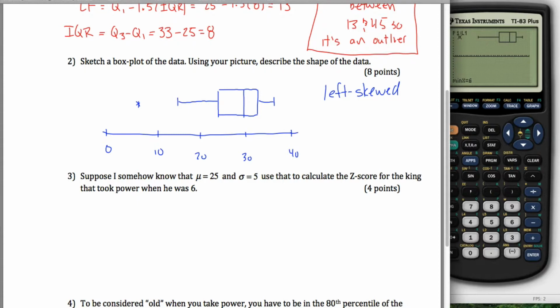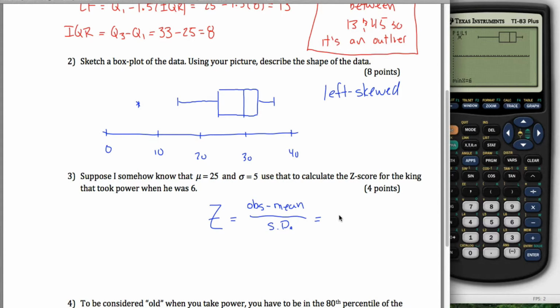Suppose I somehow knew that mu was 25 and sigma was 5. Use that to calculate the z-score for the king that took power when he was 6. The z-score is your observation minus the mean, divided by the standard deviation. Best case is to use the population mean and the population standard deviation. When they're given to you, use them. If they weren't given to us, we'd have to calculate them. But they're given to us. It was nice of them to give us those.